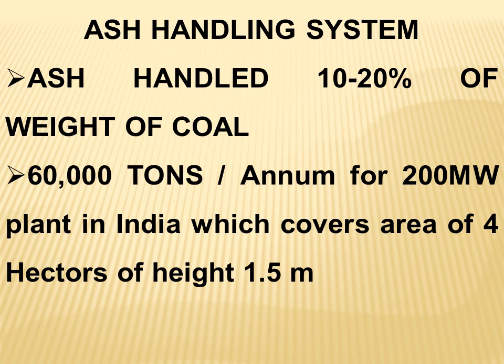A 200 megawatt capacity power plant using Indian coals produces as much as 60,000 tons of ash per annum. You can just imagine the quantity of ash we are generating, around 60,000 tons per annum. The quantity of ash is equivalent to a height of 1.5 meters covering 4 hectares area.